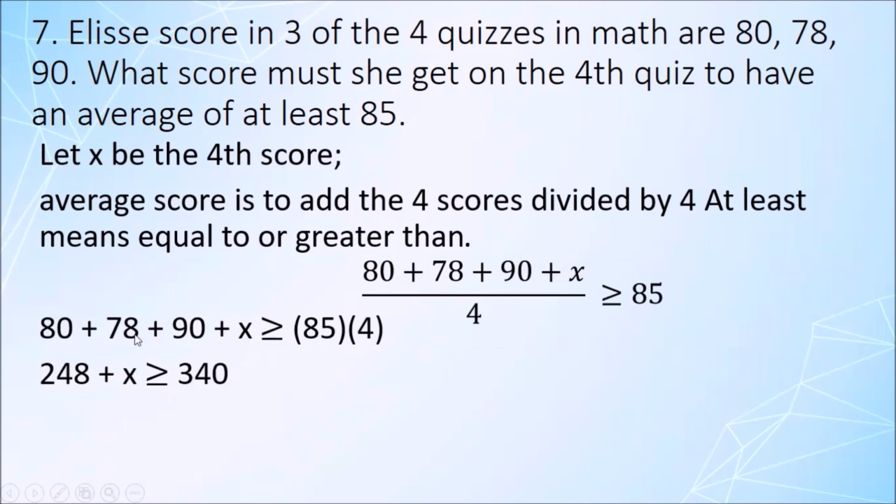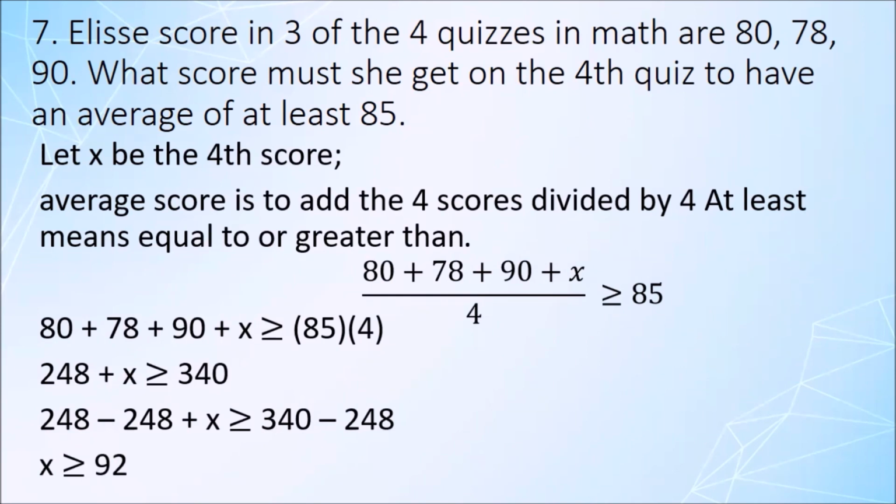Simplify. 80 plus 78 plus 90 is 248 plus x. Then we add negative 248 or subtract 248. Kaya 248 minus 248 plus x greater than or equal to 340 minus 248. Simplify. So x is greater than or equal to 92. That is the score in her fourth quiz.